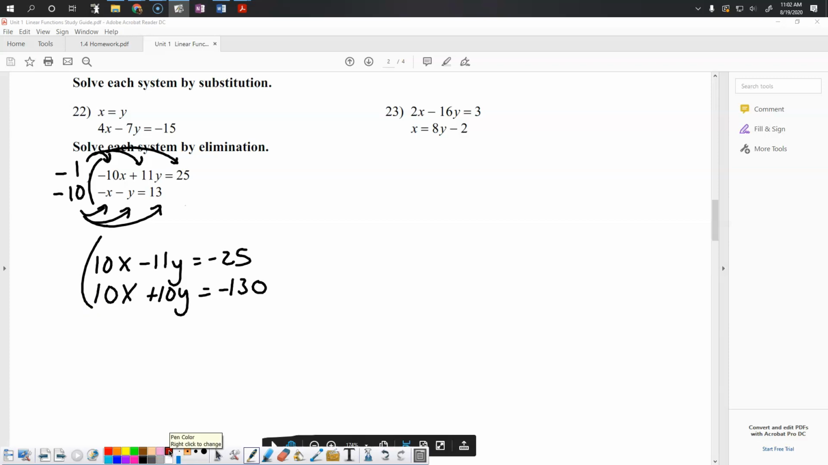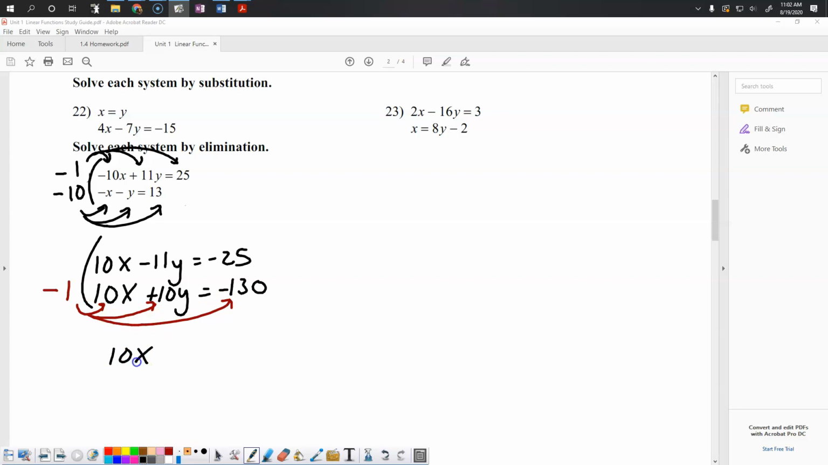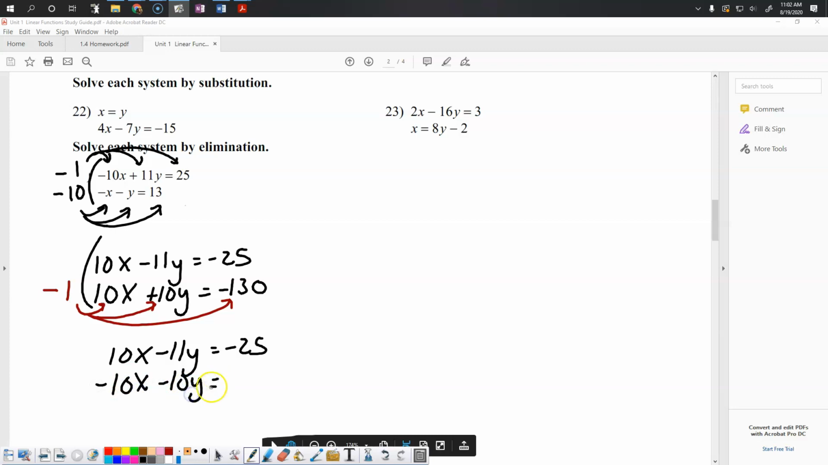The next thing we're going to do is, now that we've got those x's to have the same number, we're going to get them to be opposite signs. So I'm going to distribute a -1 on the bottom, causing all the numbers on the bottom to change their signs. So the top equation will be staying the same. The bottom is going to become -10x minus 10y equals positive 130. So now that we've got them to be the same number but opposite signs, we can add the equations together.